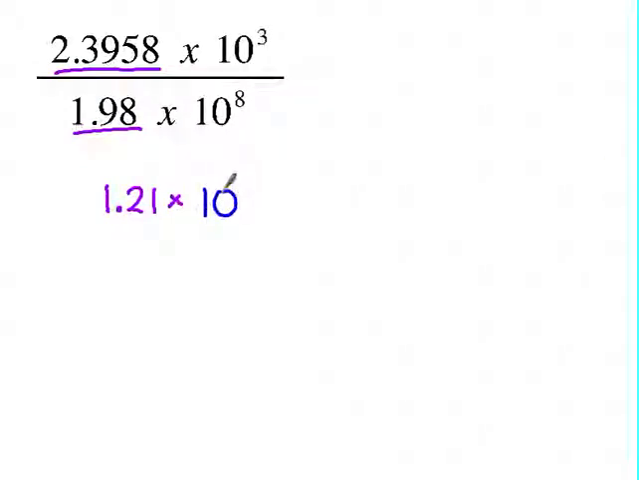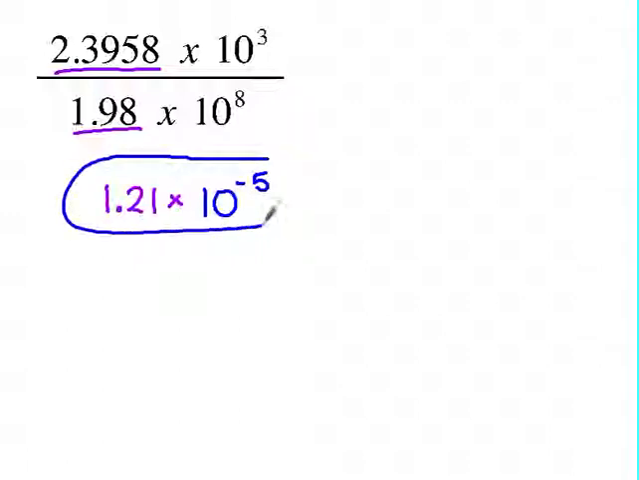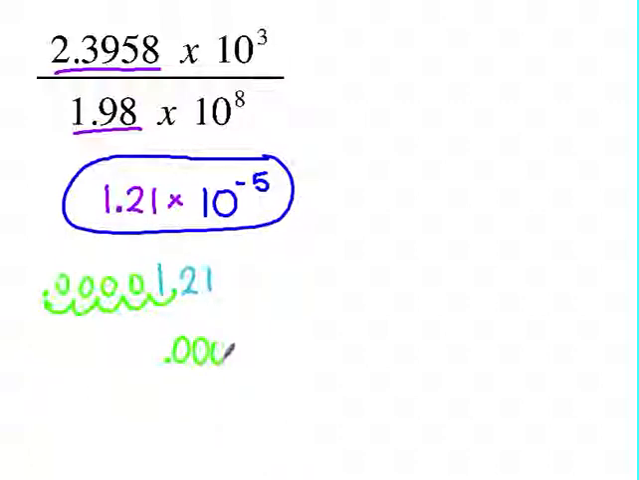And I get -5. Now I can stop right there because 1.21 is in fact between 1 and 10, so I don't need to change anything. On the next step, all I need to do is now move my decimal 5 places. What direction? Left. Very good. 1, 2, 3, 4, 5. So 0.000121.